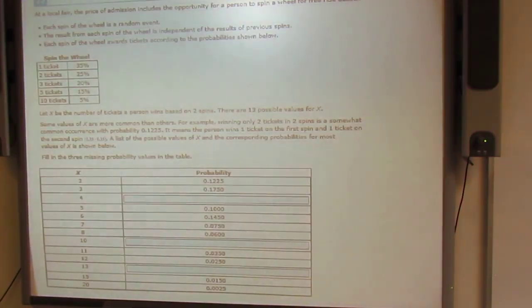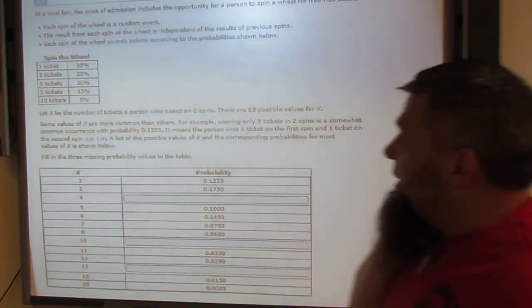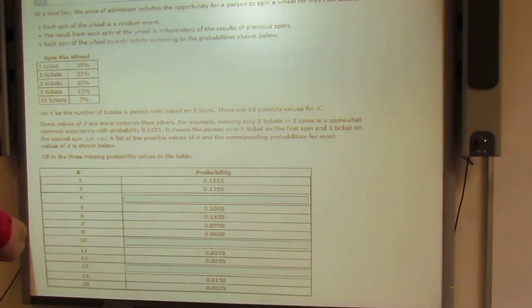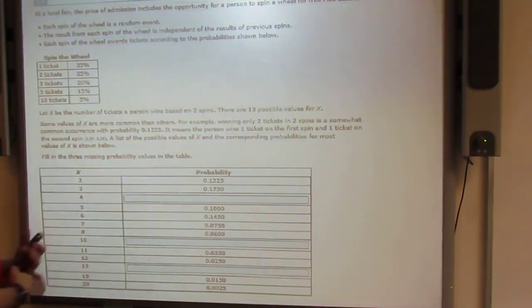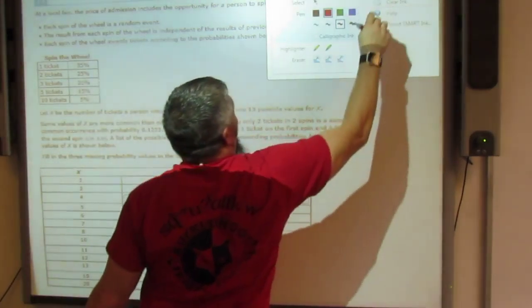All right. Probability. Here's the thing. We're at the local fair. You have a spin, and the probability of getting one ticket is 35%, 2 tickets, 25%, 3 tickets, 20%, 5 tickets, 15%, and 10 tickets, 5%. Sorry, not 0.5.